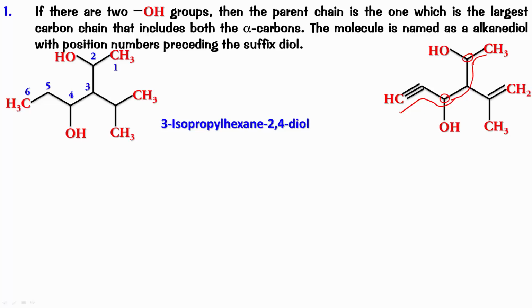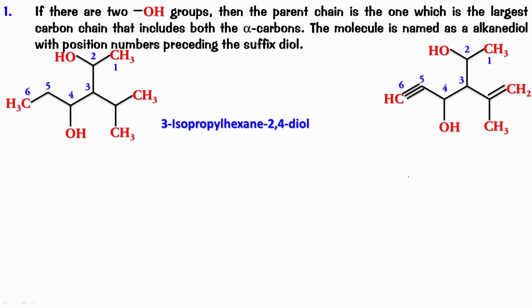How do you number it? Number it so that the alpha carbon of the OH gets the lowest number. So 1, 2, versus 1, 2, 3. So 2 is preferred. So here remember, the alpha carbon of the OH gets precedence over double or triple bond numbering. So numbering from the top.